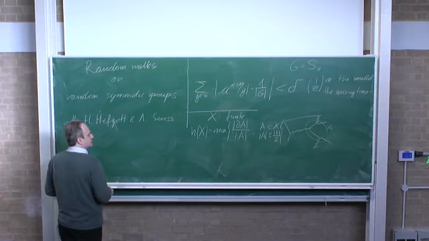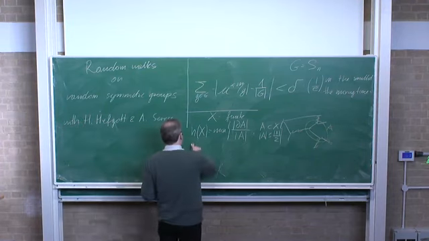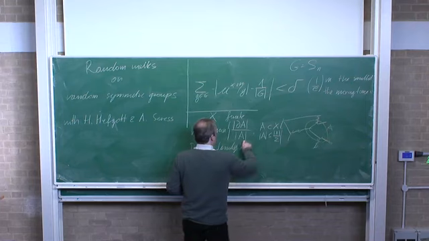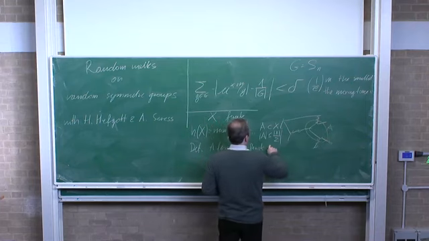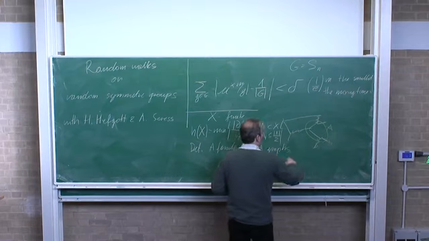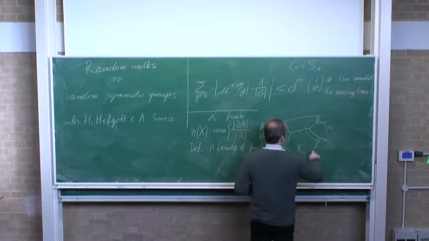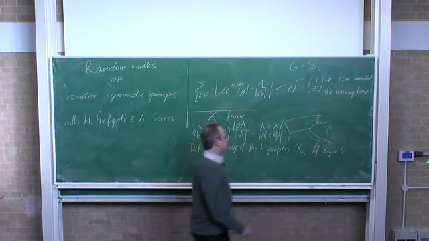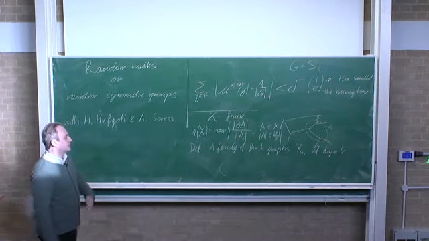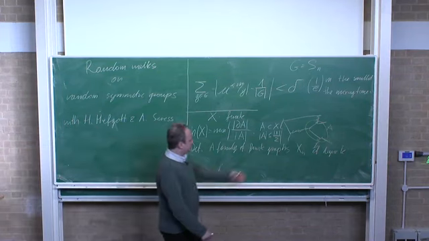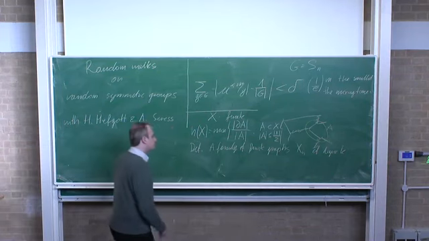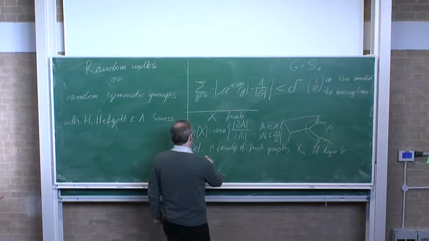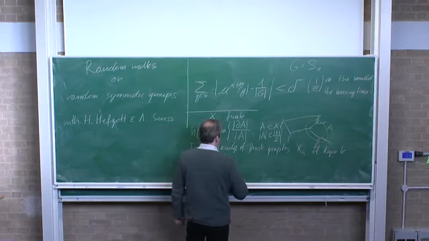Okay, so the definition: a family of finite graphs Xn of degree k. Actually, what matters is that there is a uniform bound on degrees of all vertices in all these graphs, of degree k, is called a family of expanders.